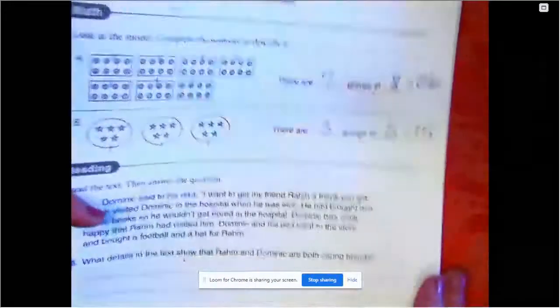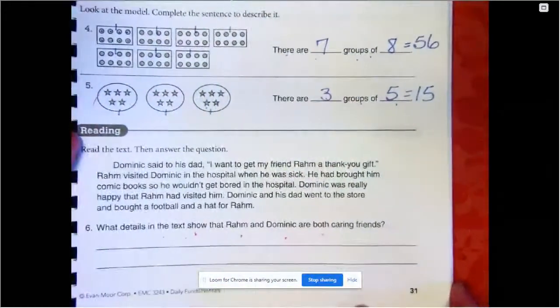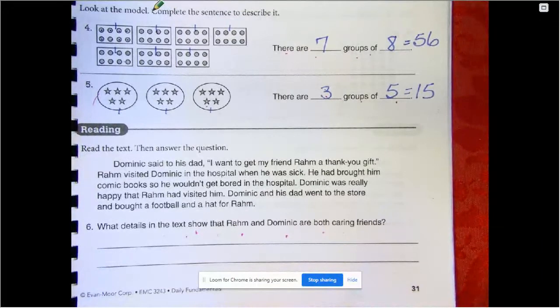All right, let's go down here to the story that had Dominic's name in it. Dominic said to his dad, I want to get my friend Ram a thank you gift. Ram visited Dominic in the hospital when he was sick. He had brought him comic books so he wouldn't get bored in the hospital. Dominic was really happy that Ram had visited him. Dominic and his dad went to the store and bought a football and a hat for Ram. What details in the text show that Ram and Dominic are both caring friends?